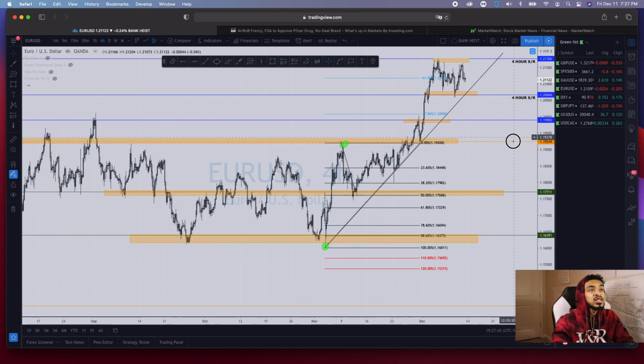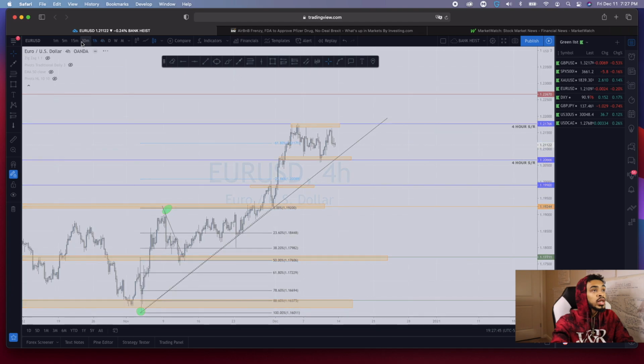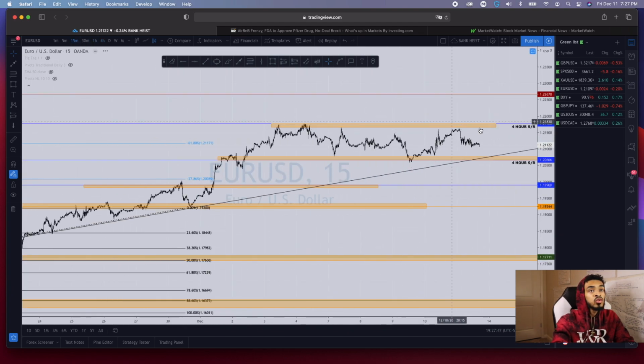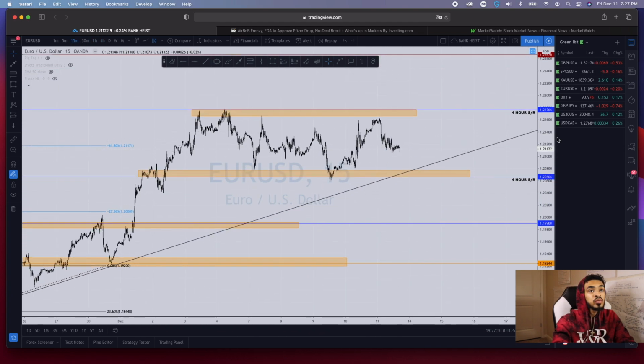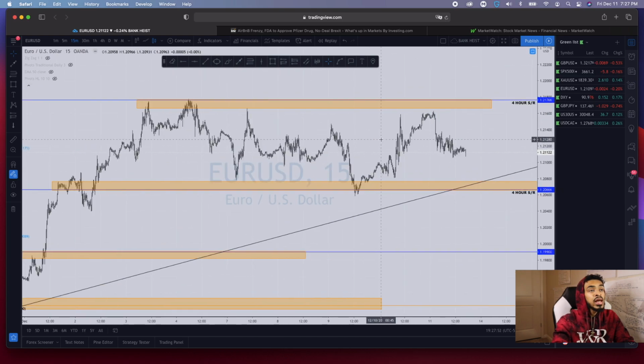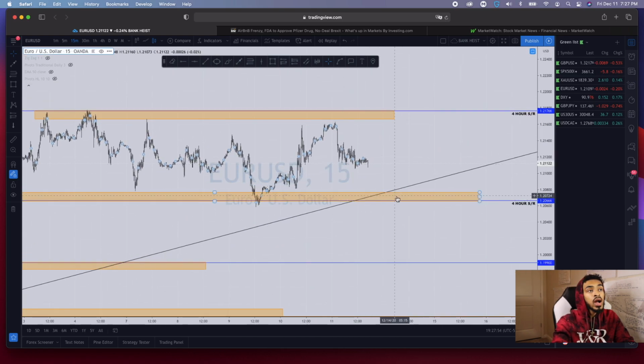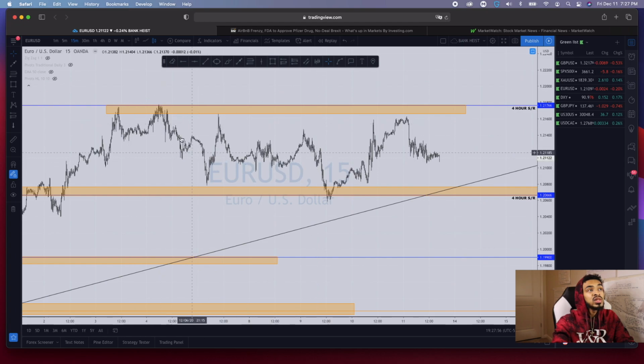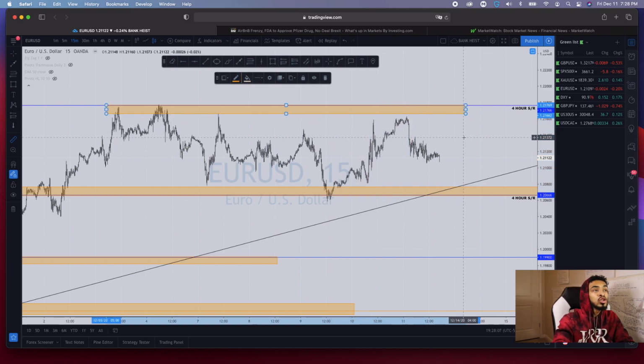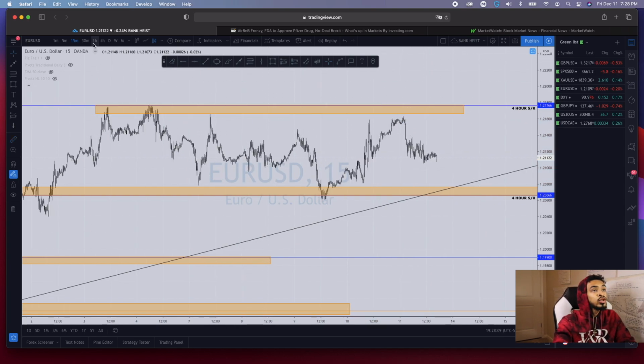So let's say for instance we were on our 15-minute chart. When we have our 4-hour levels of support and resistance, you can see that every time price was at our 4-hour level of support, that's when we saw our major reversals. From our 4-hour resistance zone, it dropped 100 pips. From our 4-hour support zone, it went up 100 pips. So that's what I was saying.